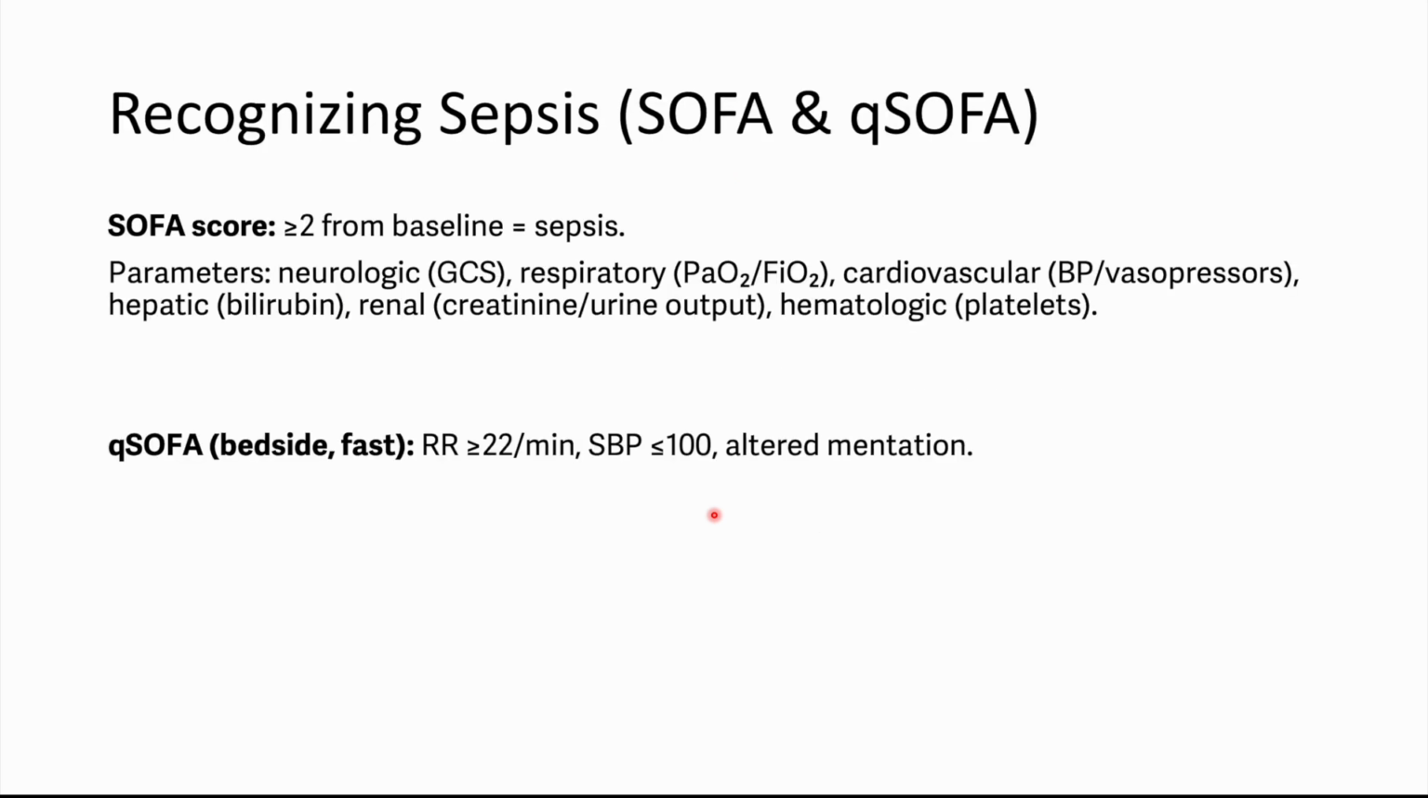So, how do we recognize sepsis? Enter the SOFA score. It looks at six systems: neuro, lungs, CVS, liver, kidney, and platelets. A jump of two or more points means sepsis, but SOFA needs labs, so at the bedside we use qSOFA, which is a rapid assessment. We use respiratory rate, blood pressure, and mentation status.